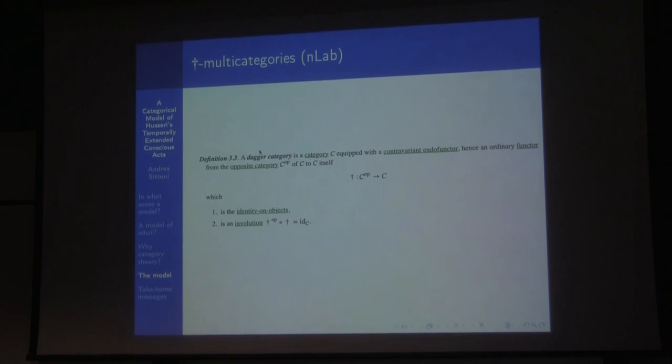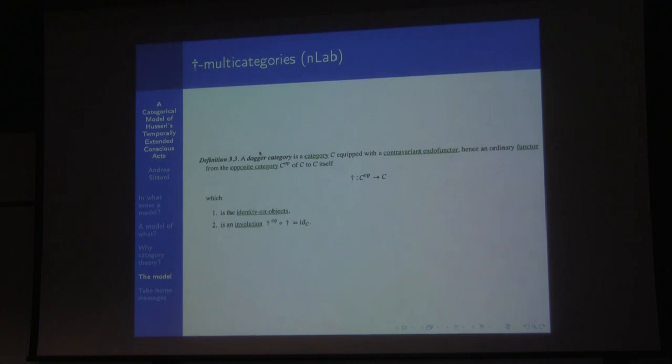In the codomain there is only one object, but in the codomain there are many objects. This is not a multi-category. A multi-category has many objects just in the domain. So we are now in basically a subcategory of the polycategories. Polycategories are further generalizations of multi-categories where both the domain and the codomain have many objects.